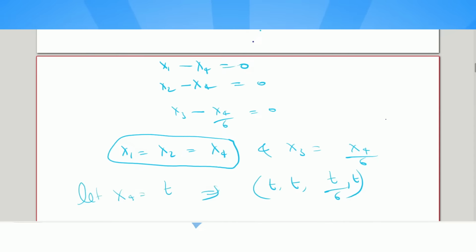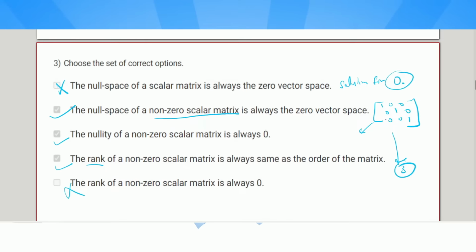Yeah, it is done already. I have explained it. Choose the set of correct options. The null space of a scalar matrix is always the zero vector space. The null space of a scalar matrix. A scalar matrix having all pivot entry, and it is having unique solution, no independent variable, so its nullity is zero, and the null space will be the zero vector space.